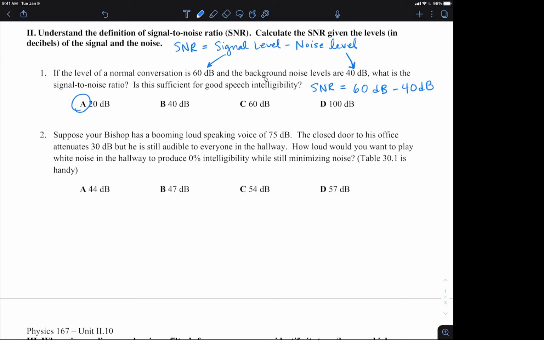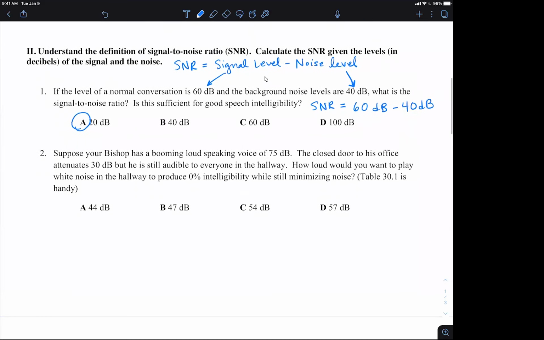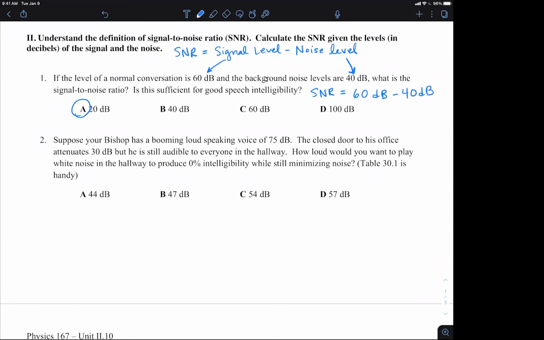Okay, this next one takes into account the information in the table about speech intelligibility. So this requirement to produce 0% speech intelligibility, okay, from the table in the book or the notes, that requirement for 0% speech intelligibility means that the signal to noise ratio needs to be minus 12 dB, greater than or equal to 12 decibels.